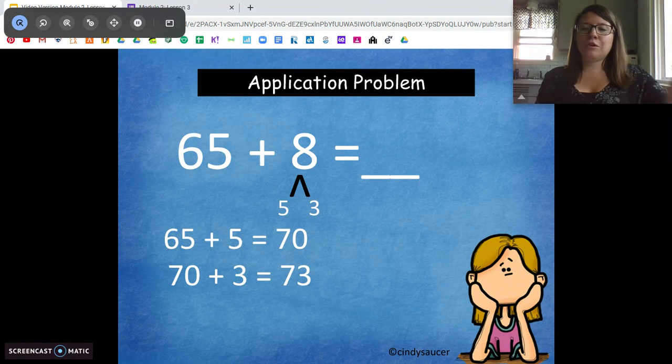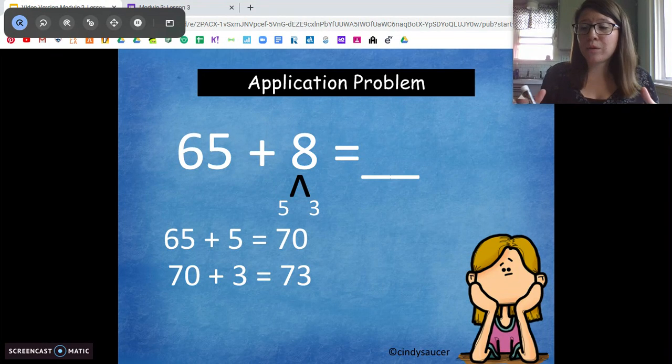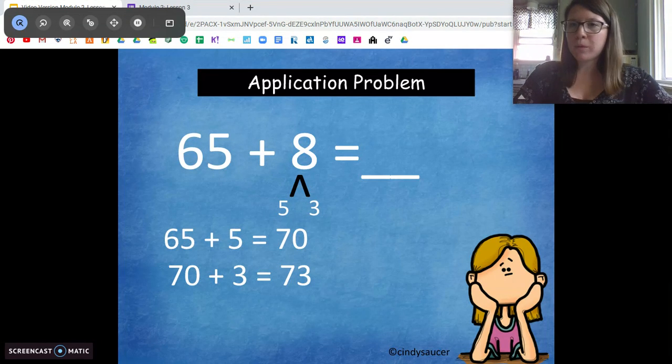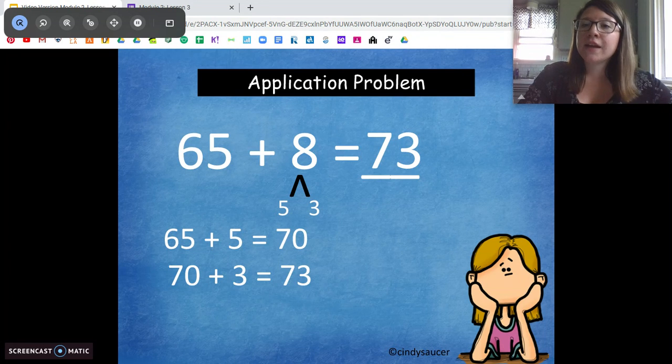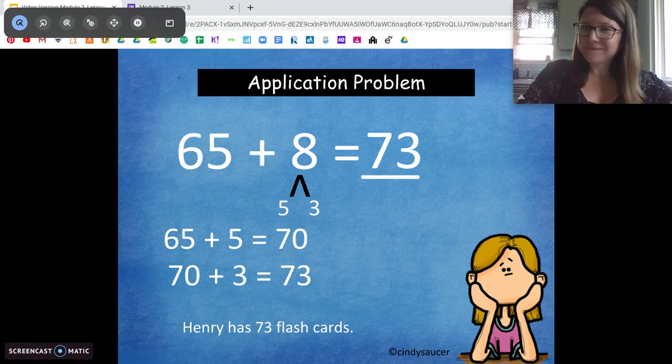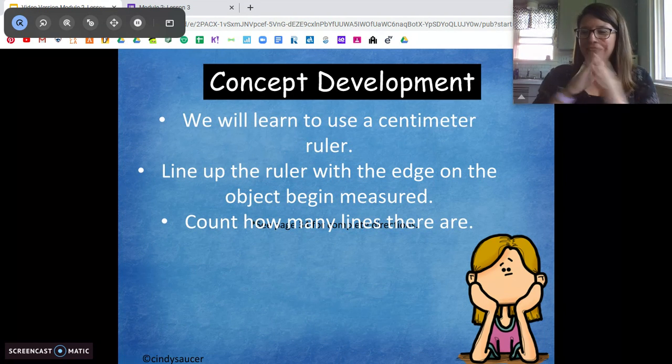So we're going to have to add that 3 and get 73. Now, if it made sense to you to just scoop up and add on, that's totally fine. For me, it's easier to add to a 10 and go from there. It makes more sense in my brain. But whatever works for you. So 65 plus 8 is 73. Henry has 73 cards. All right. You ready?